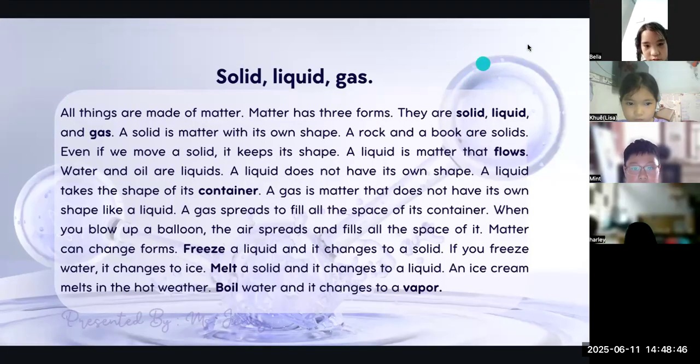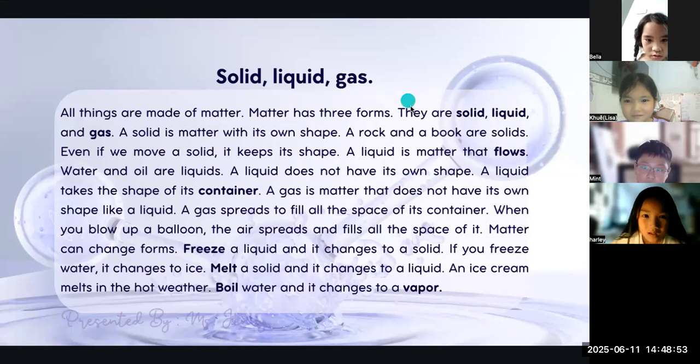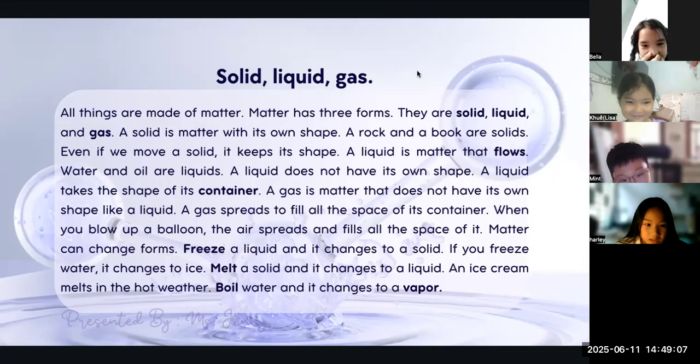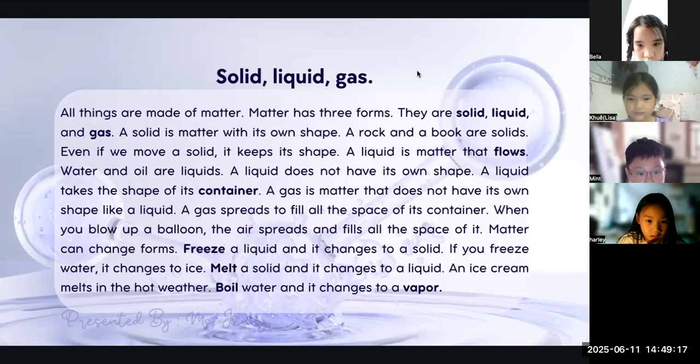Okay, the next sentence, Harley. Harley, can you read the next sentence? Oh, Bella has just read: they are solid, liquid, and gas. So the next sentence is for you, Harley. A solid is matter with its own shape. Okay, so start over again. A rock and a book are solids. Even if we move a solid, it keeps its shape.